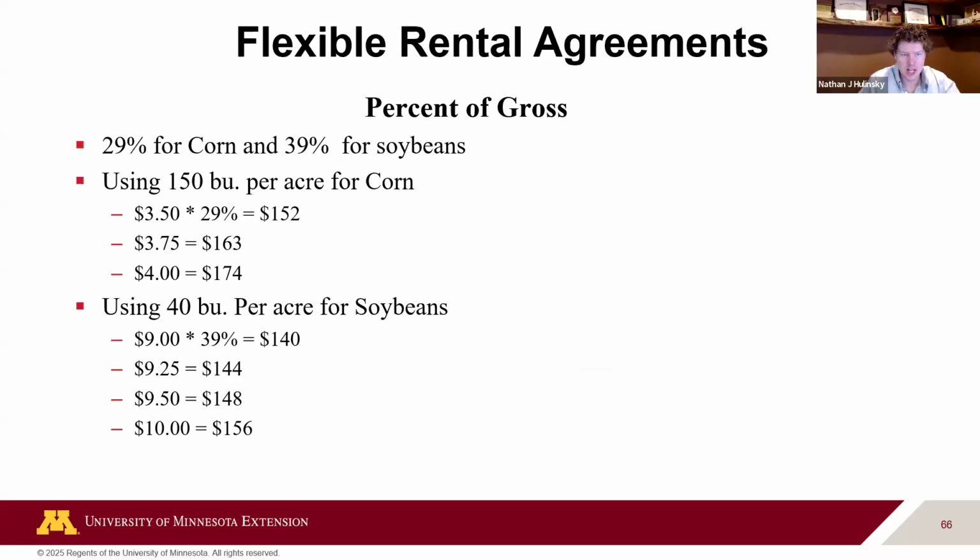Another one here is just the percent of gross revenue. If we go back the last 10 years' worth of data, on average, 29% of corn ground revenue goes to land rent. On soybeans, it's a little higher: 39% of gross revenue goes to land rent. So at $3.50 corn at 150 bushel yield, at 29%, that is $152 per acre land rent. On soybeans, $9 beans at 39%, $140 per acre land rent. At $10 beans, that jumps to $156 per acre.